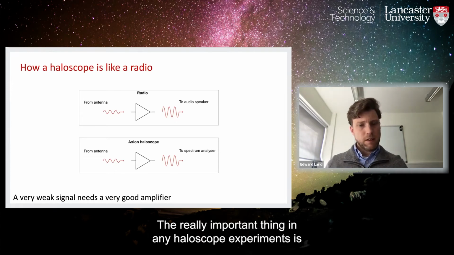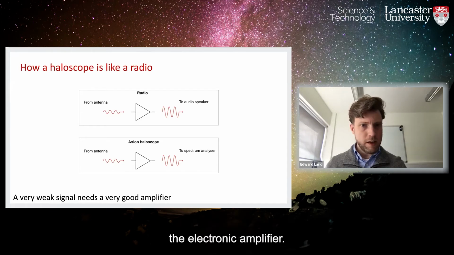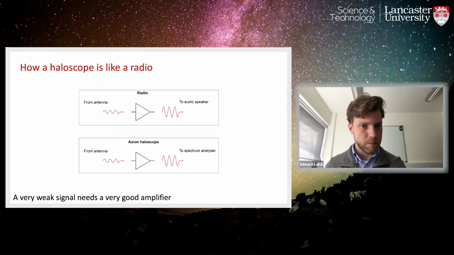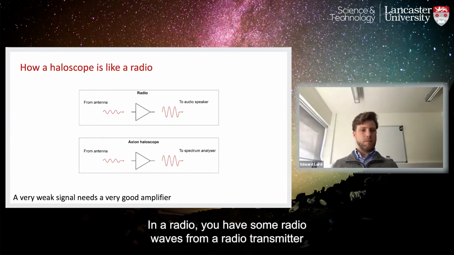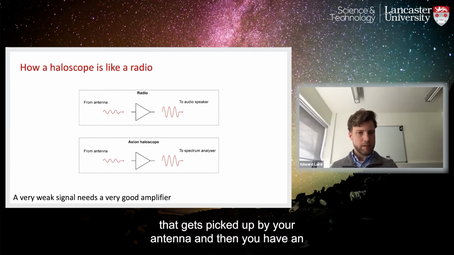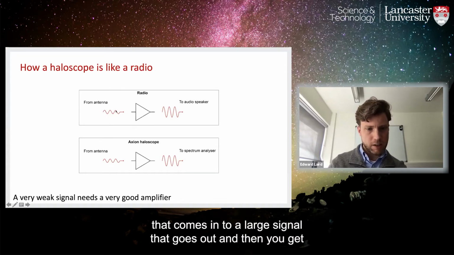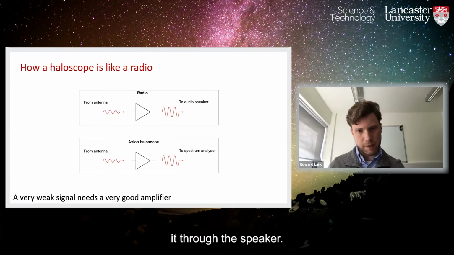The really important thing in any haloscope experiment is the electronic amplifier. A haloscope is rather like a radio. In a radio, you have a radio wave from a radio transmitter that gets picked up by your antenna, and then you have an amplifier inside your radio that converts the small signal that comes in to a large signal that goes out, and that then you hear through your speaker.